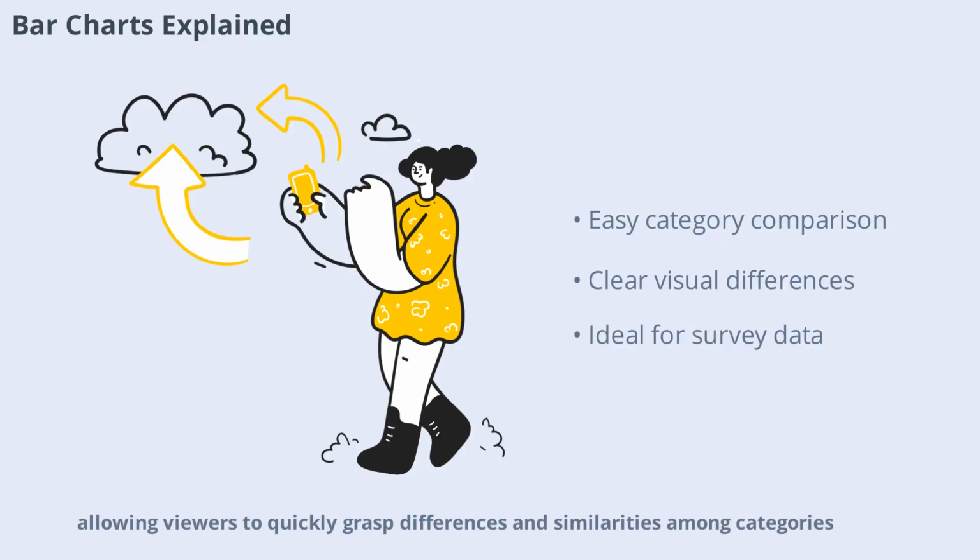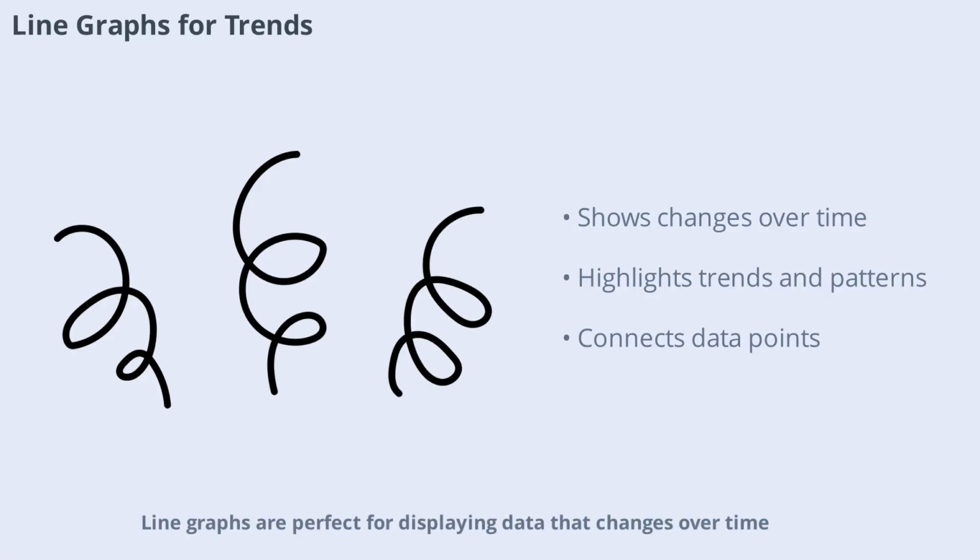similarities among categories. Line graphs are perfect for displaying data that changes over time. By connecting data points with a line, these graphs reveal trends, patterns, and fluctuations. For instance, a line graph can show how website traffic varies month by month or how temperatures change throughout the year. The continuous nature of the line helps viewers see not just individual data points, but also the overall direction and movement of the data.